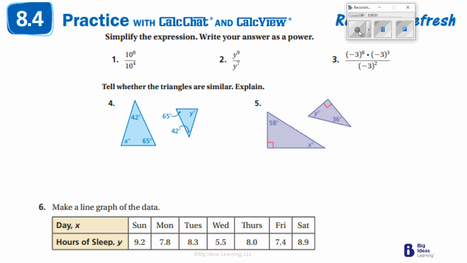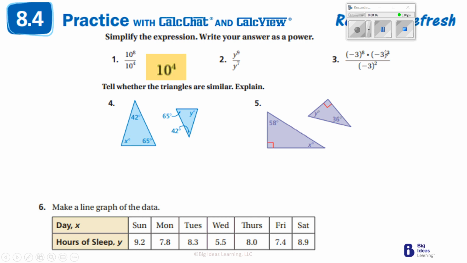Seventh grade advanced class. Let's go and knock this homework out for 8.4. The first one is pretty simple. 10 to the 8th power over 10 to the 4th power. We simply take 8 minus 4. That gives us 10 to the 4th power.